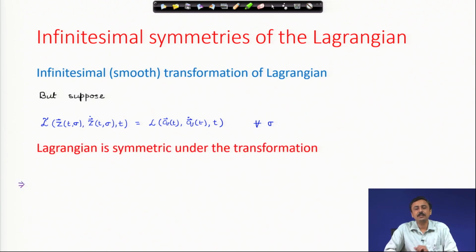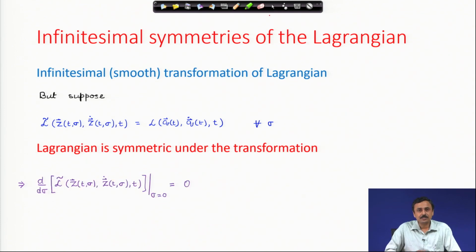Then we say that the Lagrangian is symmetric under this transformation. We will say that the Lagrangian is symmetric under this smooth transformation; the infinitesimal transformation will come a little later. Here the word symmetry is used interchangeably with invariance of the Lagrangian. A Lagrangian is invariant under this transformation, therefore we call this a symmetry.